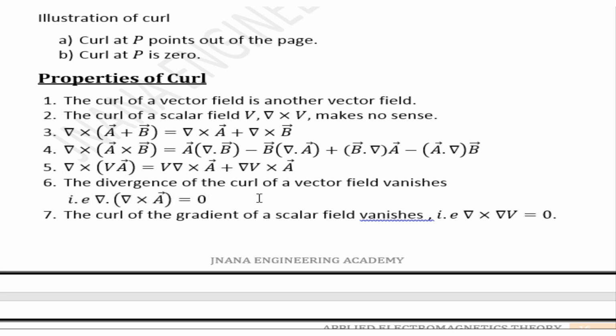Now the divergence of the curl of a vector field vanishes. That is, del dot del cross A. Del cross A is the curl, and del dot del cross A means the divergence of the curl. It will be 0. Now the curl of the gradient of a scalar field also vanishes. That is, del cross del V is also 0. So these are the important properties of curl.